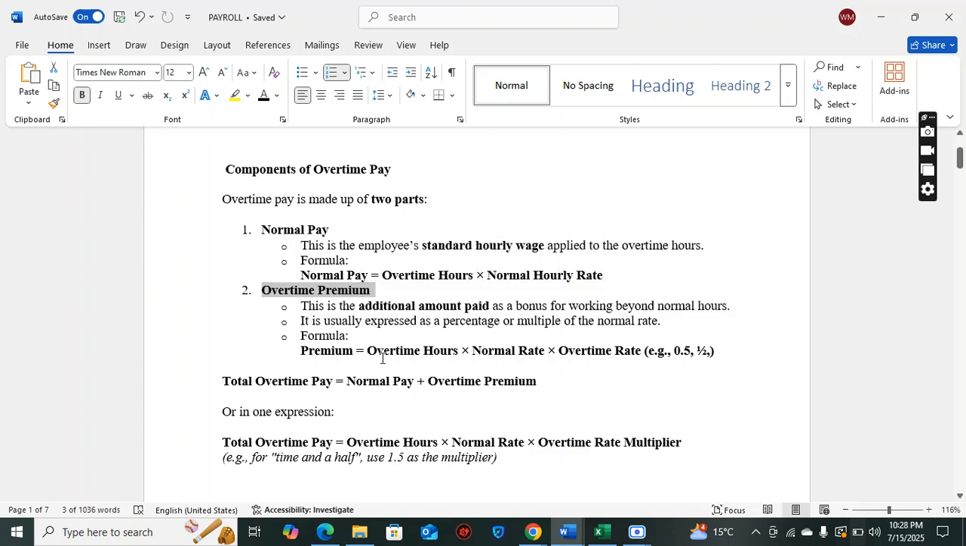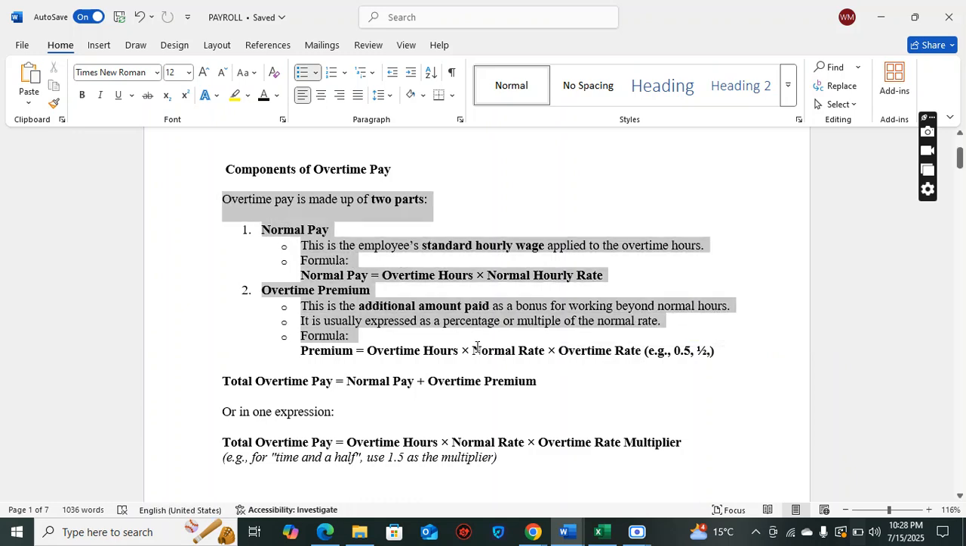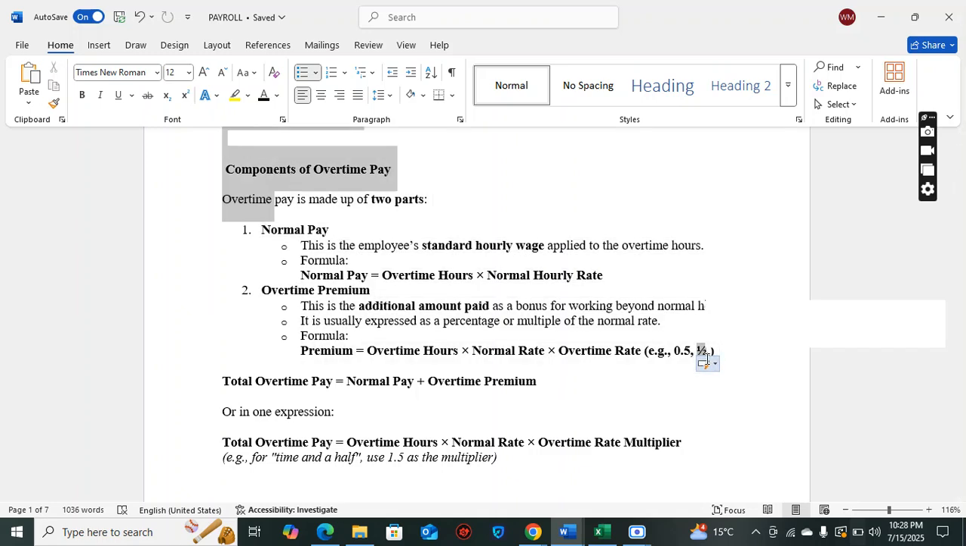All right. So now with the premium, again it's the overtime hours times the normal rate times the overtime rate. Sometimes they'll tell you time and a half, time and a third. So this is the first way, where you break the overtime into its two components.